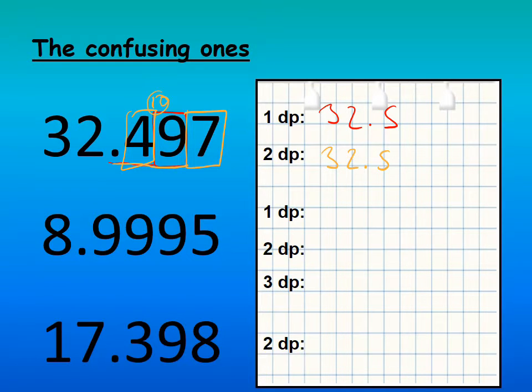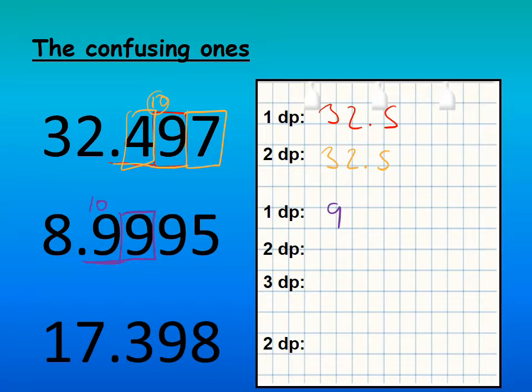8.9995 to 1 decimal place. So 1 number after the decimal point. Does the 9 affect it? Yes, it does. It makes it into a 10. The 10 makes the 8 go up. So actually my answer to 1 decimal place is 9.